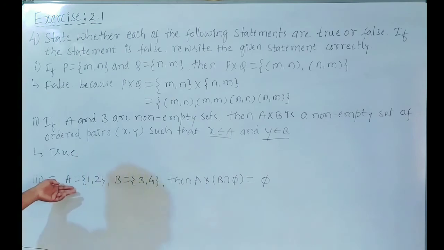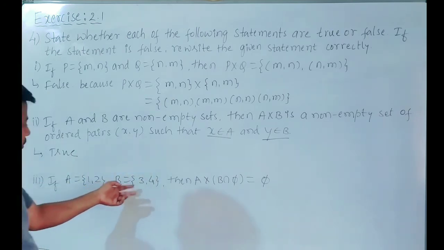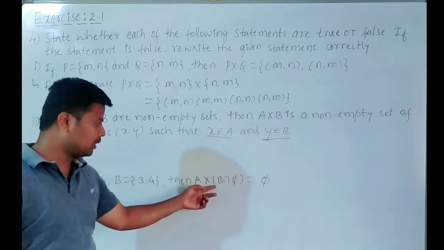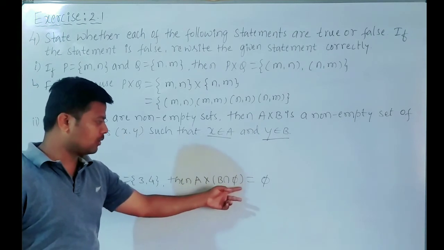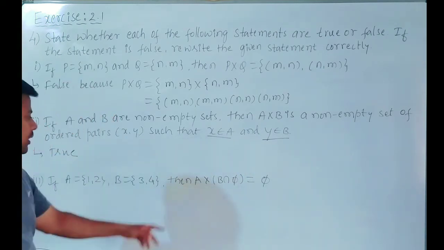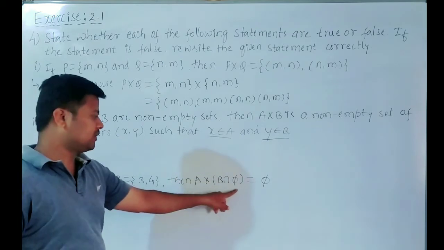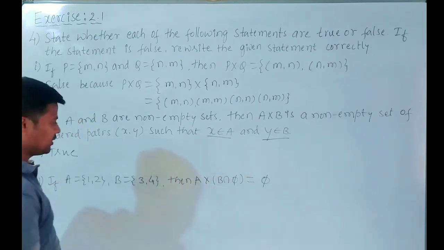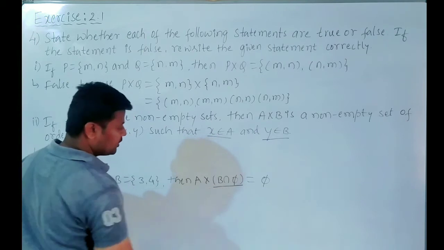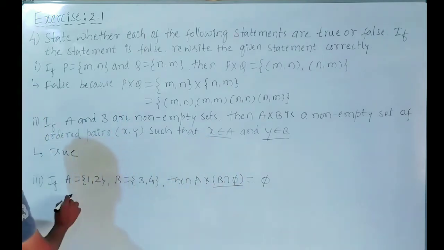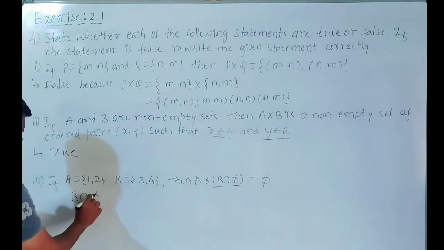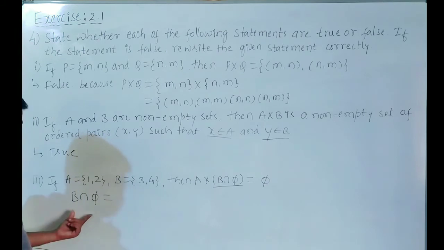Next, third one. If set A equal to {1, 2}, set B equal to {3, 4}, then (A cross B) intersection null set equal to null set. Okay, we will check this one. What is B intersection null set? B intersection null set: no common elements between B and null set.